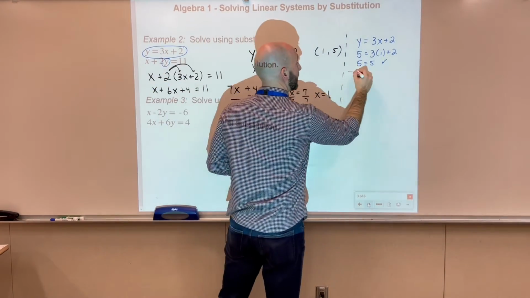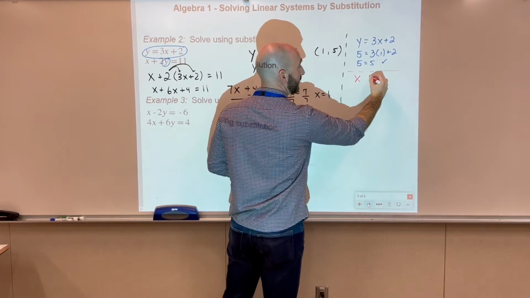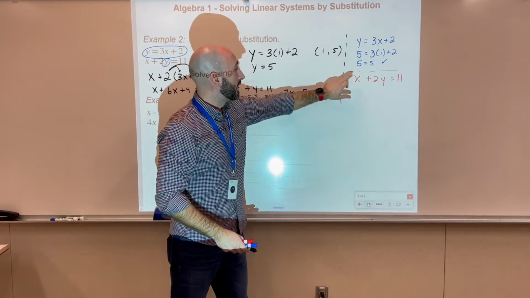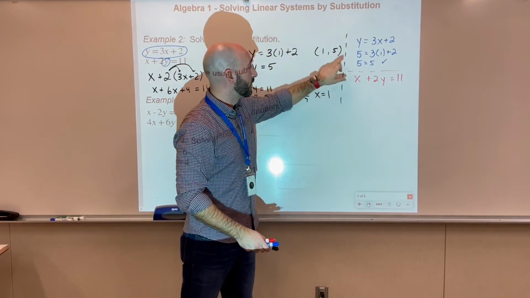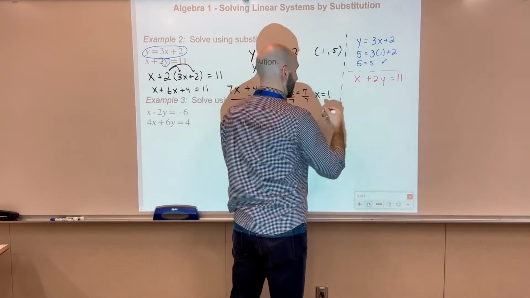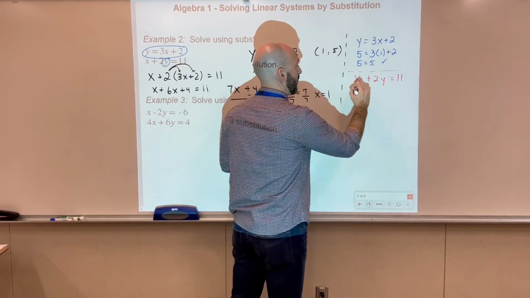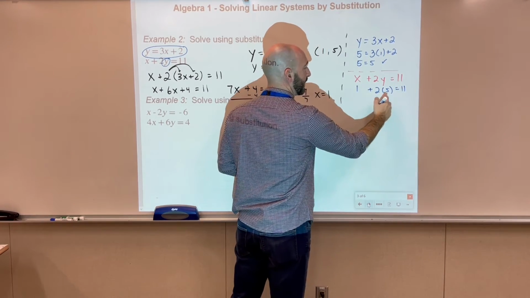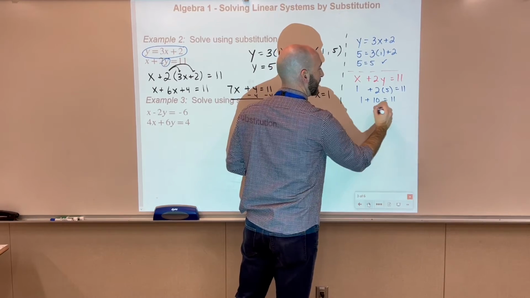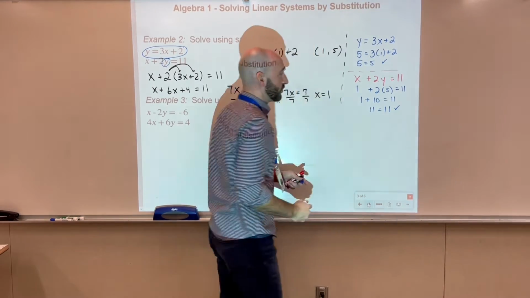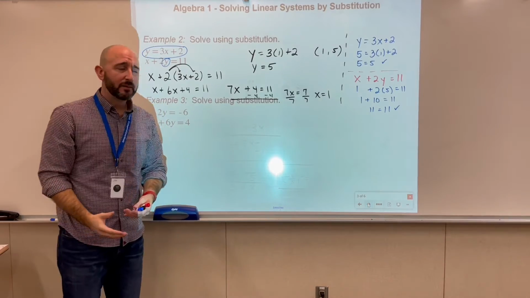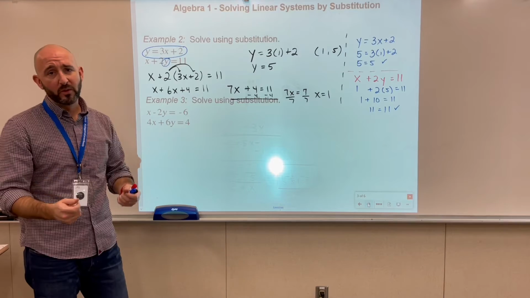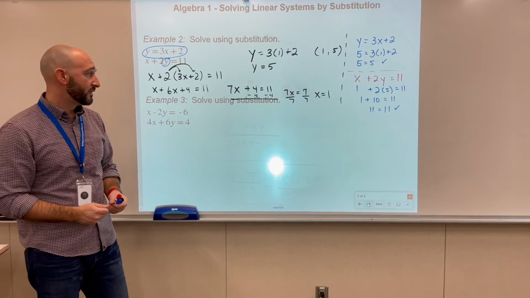So again, the original equation is x plus 2y equals 11. x gets replaced with 1, y gets replaced with 5. So 1 plus 2 times 5 equals 11. 2 times 5 is 10, so 1 plus 10 equals 11. 11 equals 11 is true. And this should happen anytime you get a correct solution to a system of linear equations. That ordered pair should work in both equations.